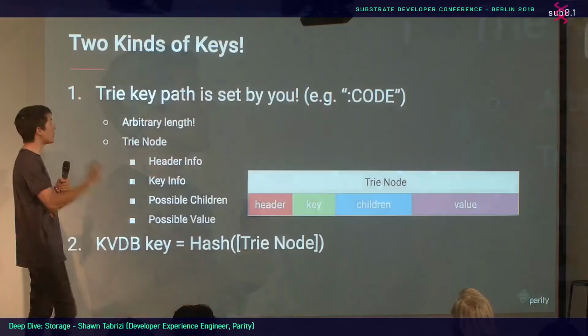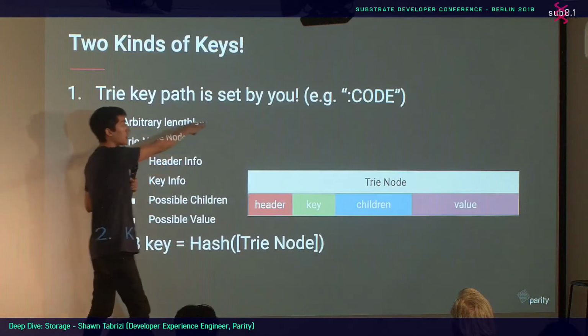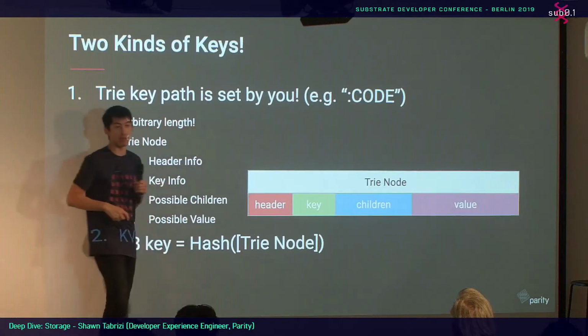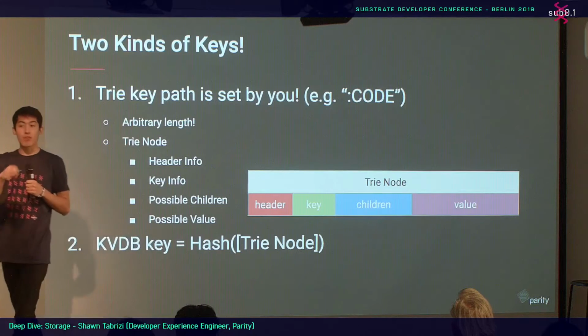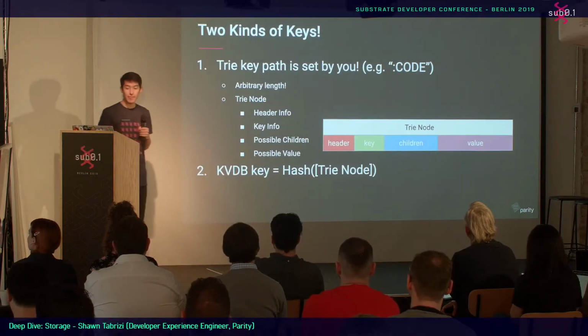And so ultimately there's 2 kinds of keys. This is the big takeaway. There's 2 kinds of keys here. There's the tree key path, which is set by you. This is something like the code. This is where the WASM blob for the runtime is stored. And you have full control over the arbitrariness of the key, the length, all that kind of stuff, right?